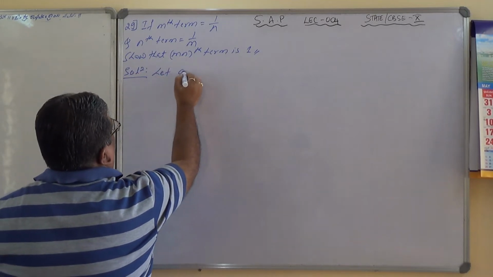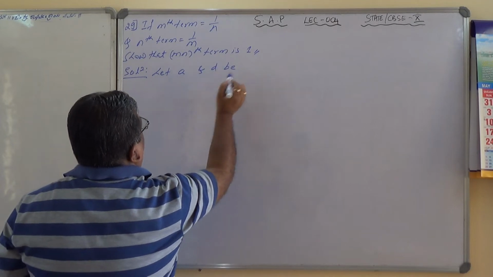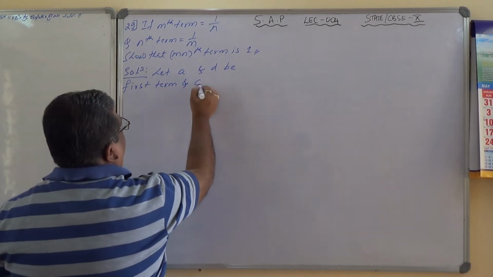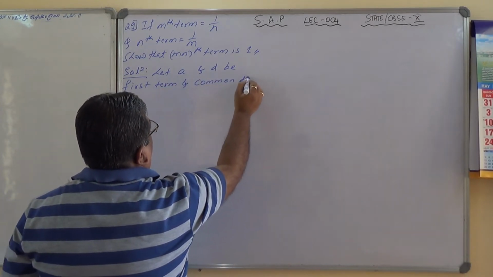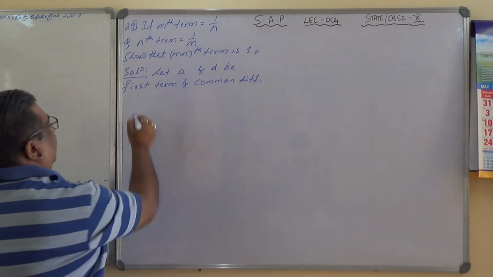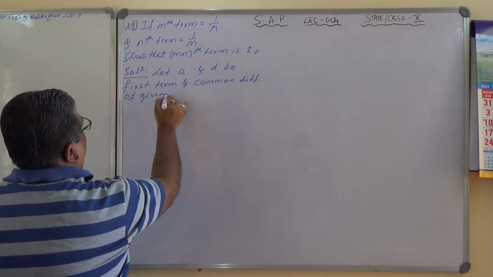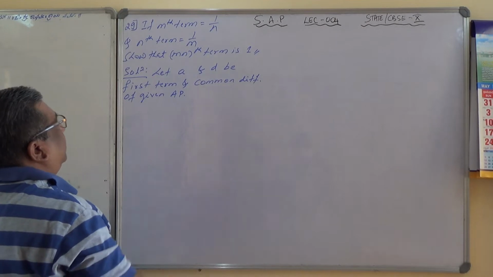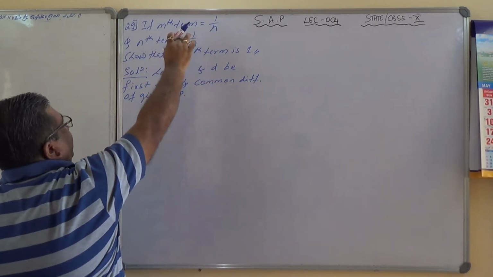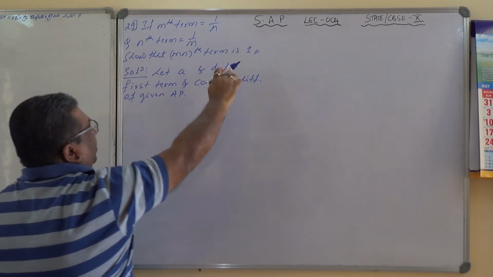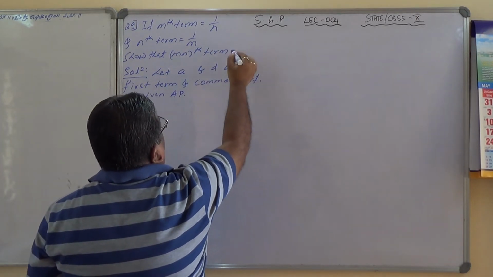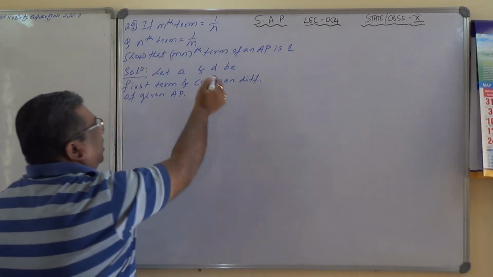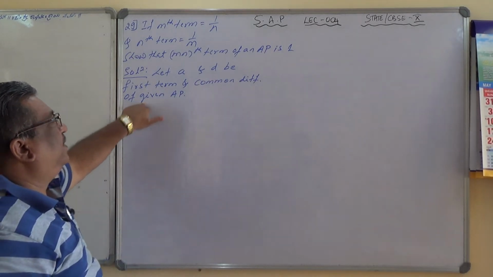Let A and D be the first term and common difference of the given AP. See, if the mth term is equal to 1 by n and the nth term is equal to 1 by m, show that the mnth term of an AP is 1. Okay, I'll just modify a little bit. The mnth term of an AP is 1. Now it is clear. So let A and D be the first term and common difference of this given AP.